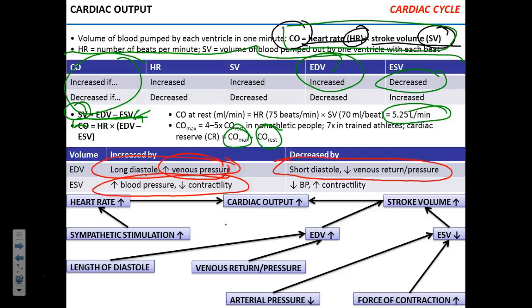If the pressure in the aorta, the systemic blood pressure, is high, then the amount of blood that's left in the heart after the contraction is also going to be high. Because the heart has to work against the pressure. It's harder for it to push the blood out. Does that make sense?